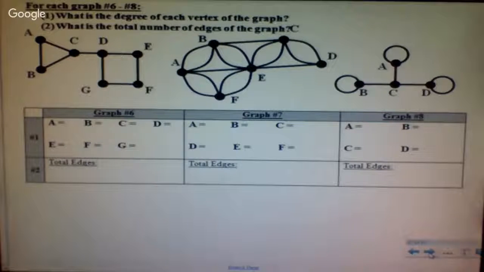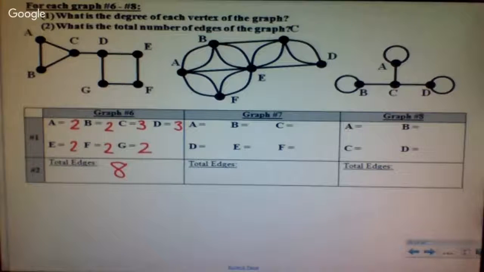So if you take a look at graph 6, what is the degree of A? A has 2. B has 2. C has 3. D has 3. E has 2. F has 2. What's the total edges? 8. It's a path. C and D are the only 2 odds.